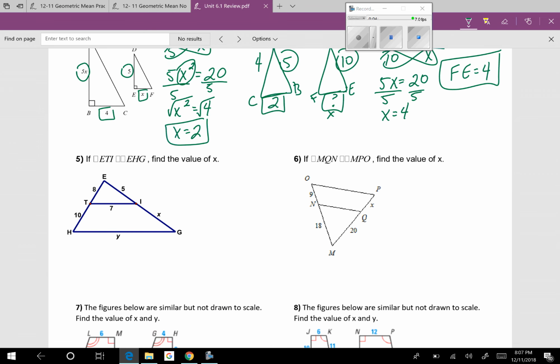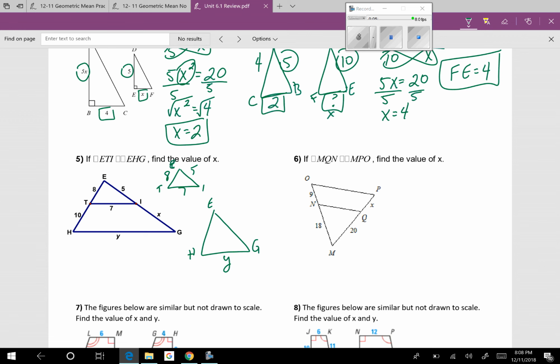All right. Now it says triangle ETI, so that's a small one, is similar to triangle EHG. Find the value of x. So I would just draw E, T, I separately. So that's 8 here, 7, and then 5. And then now look at your big triangle. It's E, H, G. Now the reason why I'm drawing this one separately is because they don't tell us the actual total side lengths. So we know the bottom part is Y, and then here on this side we have an 8 and then a 10.